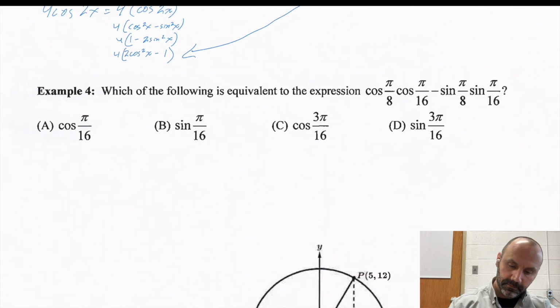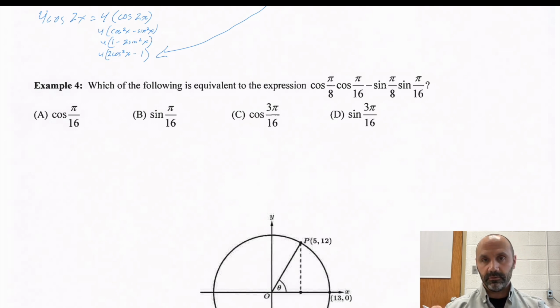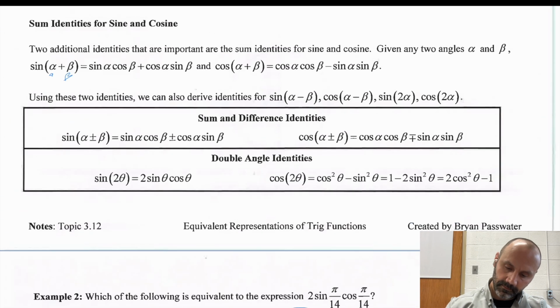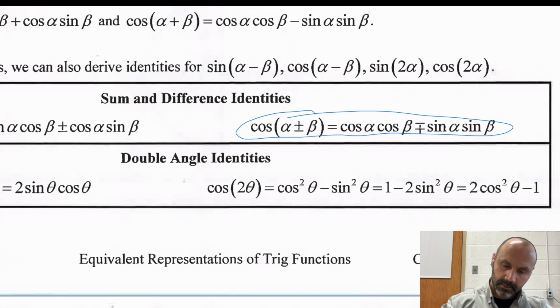All right. Example 4. Which of the following is equivalent to the expression? Okay, so we've got cosine pi over 8, cosine pi over 16. And so we're going to be looking at an angle sum theorem where the two angles working together are pi over 8 and pi over 16. So which of our formulas has this kind of form? Cosine times cosine minus sine times sine. That's going to be this one right here.